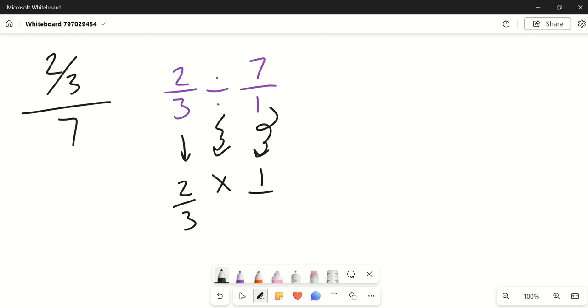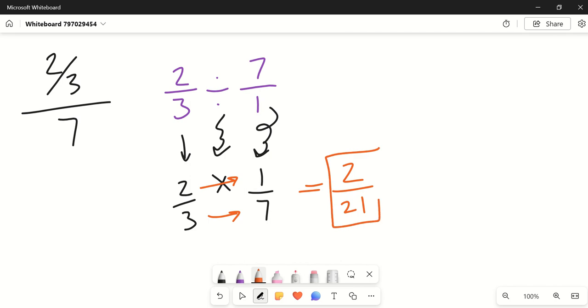It is 1/7. We can check for cross simplification, which we don't have any here. So I'm just going to go ahead and multiply across. 2 times 1 is 2, and 3 times 7 is 21. Now, 2 and 21 have nothing in common, therefore this is simplified, and my answer will be 2/21 for this example.